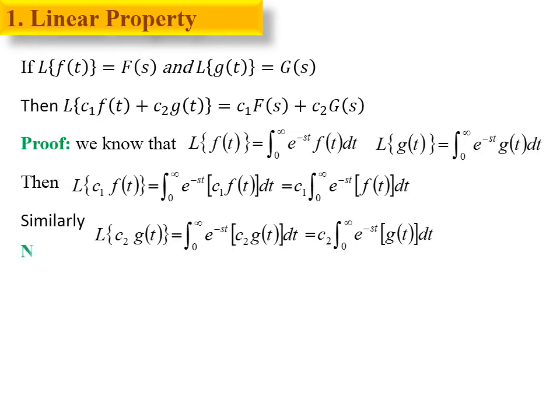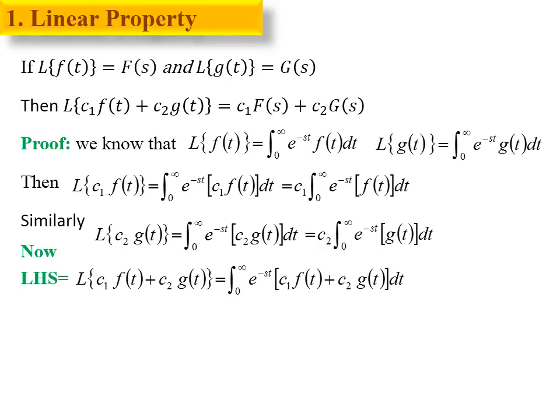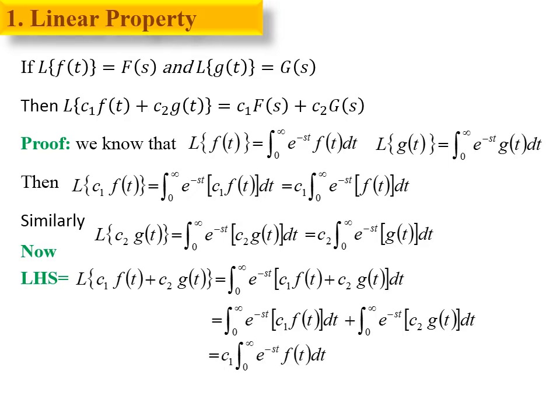Now we go for the left hand side. Laplace transform of c1 f(t) plus c2 g(t) is integration from 0 to infinity e to the power minus st, and in the place of f(t) we write c1 f(t) plus c2 g(t) dt. As for integration, we can operate on these two functions separately. So it is integral 0 to infinity e to the power minus st c1 f(t) dt plus integral 0 to infinity e to the power minus st c2 g(t) dt. Now, as we have done earlier, c1 and c2 can go outside the integral, and this we can write as c1 F(s) plus c2 G(s), and this is our right hand side. Thus we prove the linear property of the Laplace transform.